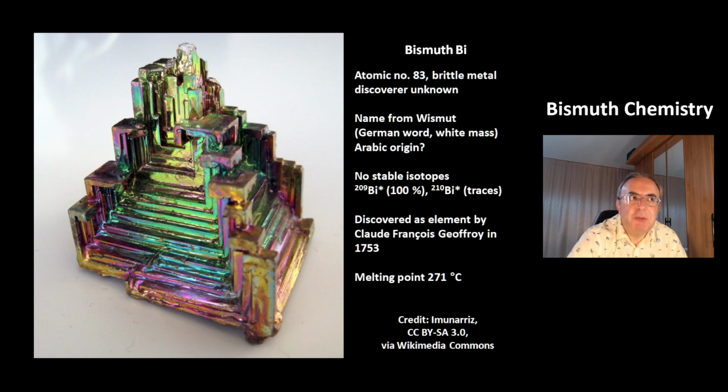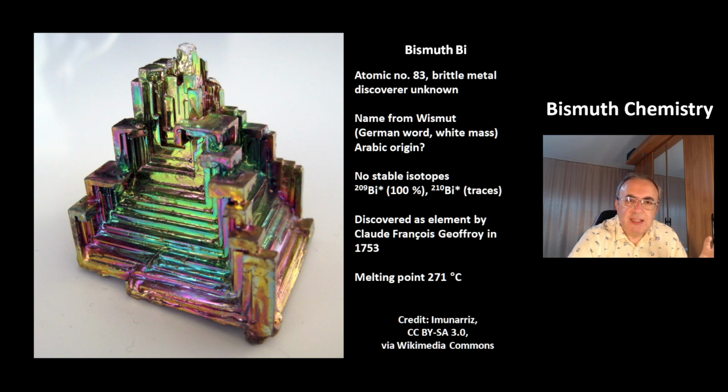Welcome to today's video about the chemical element bismuth. This is a nice picture of the element bismuth. It has atomic number 83. The bismuth is a brittle metal. The discoverer is unknown. Its name comes from the German word Bismuth, which means white mass. And the origin of this word could be from Arabic language.